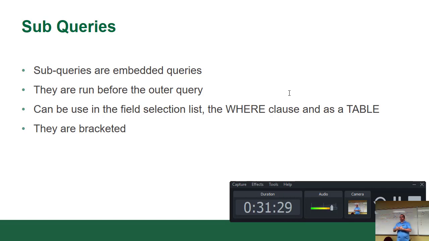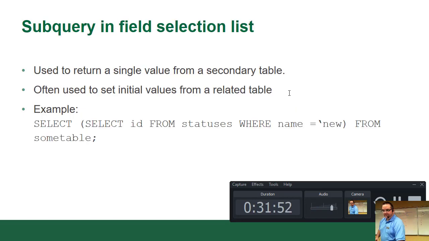And the way it works is it runs the inner query first, takes the results and passes them out. They're known as embedded queries. That's another word for them. There's several different kinds, and they're in various places. They have similar names and they are bracketed. By bracketed, I mean they're in parentheses. Now, there's 3 places you can use them. Well, more than 3, but these are the 3 common places. You can use it in the field selection list.